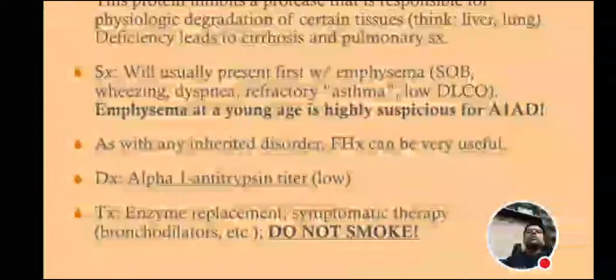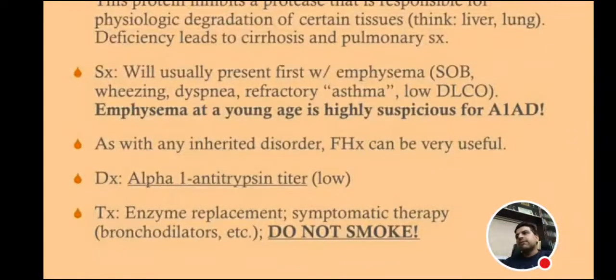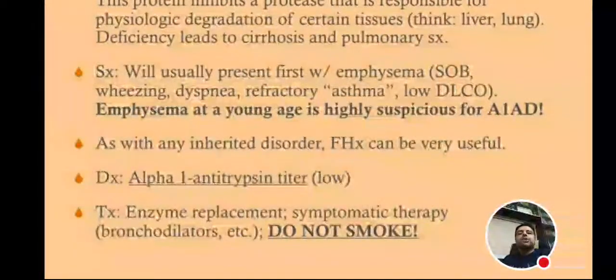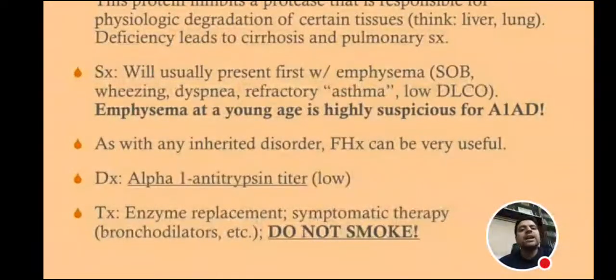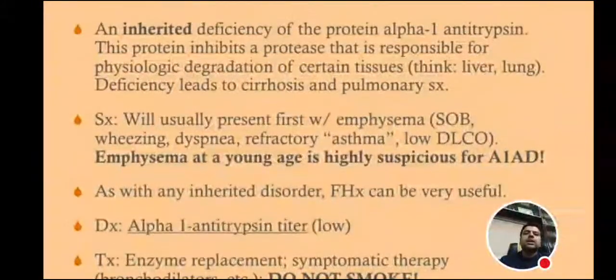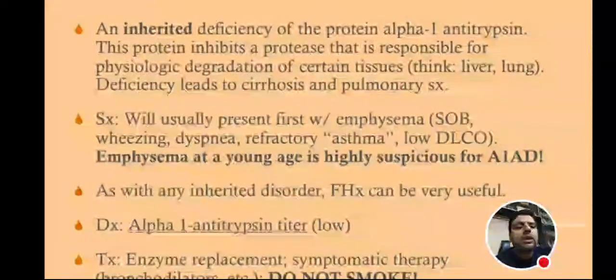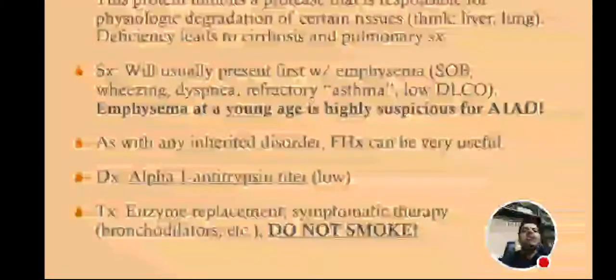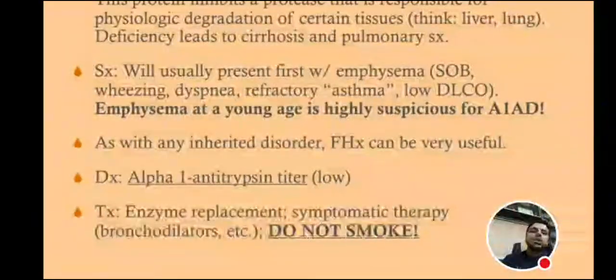It will usually present first with emphysema. In emphysema, there is deficiency of alpha-1 antitrypsin. The complaints are shortness of breath, wheeze, dyspnea, and refractory asthma. Emphysema at a young age is highly suspicious of alpha-1 antitrypsin deficiency. If a young patient comes with shortness of breath, dyspnea, wheezing, or refractory asthma, think about emphysema. It is diagnosed by a low alpha-1 antitrypsin titer.